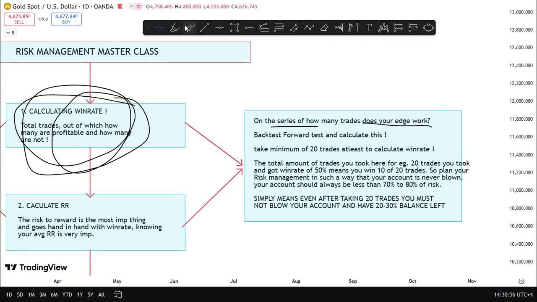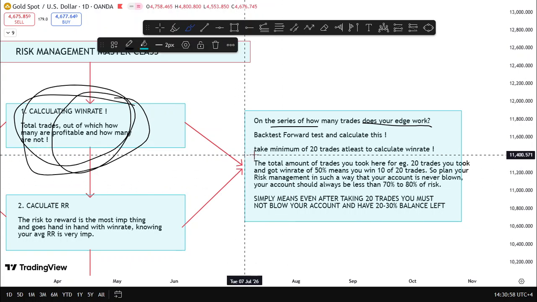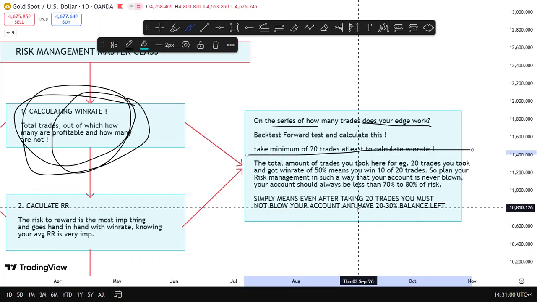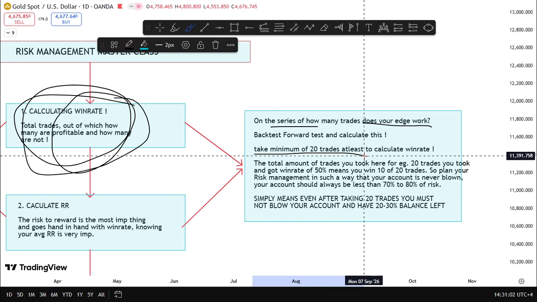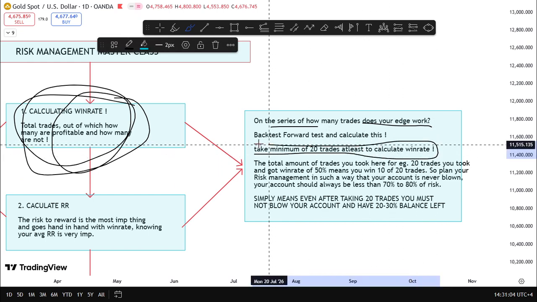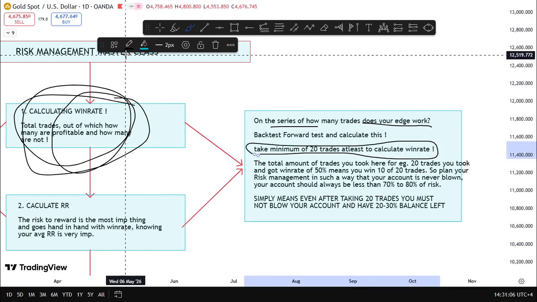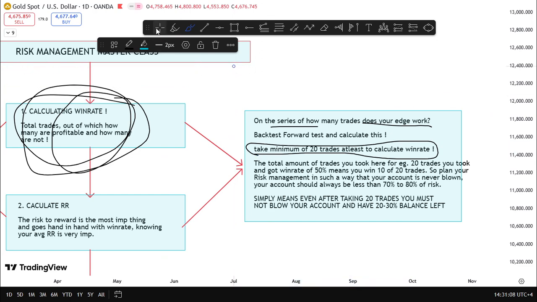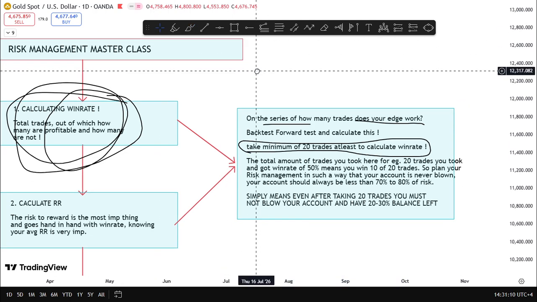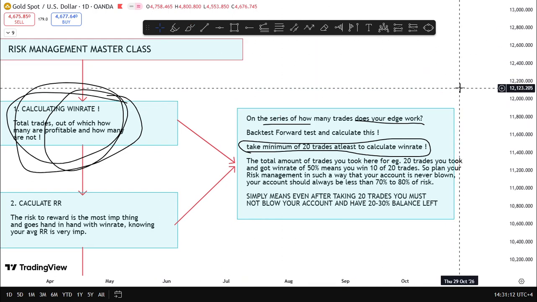Trust me, if you have not taken at least 20 trades with your strategy to calculate your win rate, a bare minimum of 20 trades, then you need to do this. You need to focus on this right now, rather than on the strategy, rather than on profits, rather than on risk management. 20 trades is the bare minimum to calculate win rate. Minimum, I say. So you need to do this experiment by yourself.